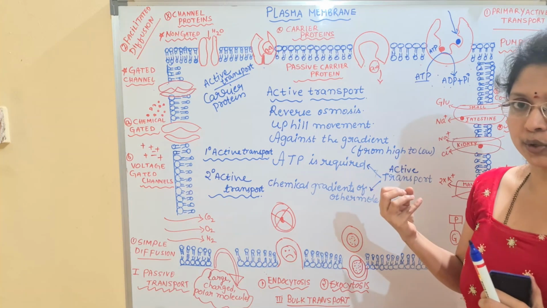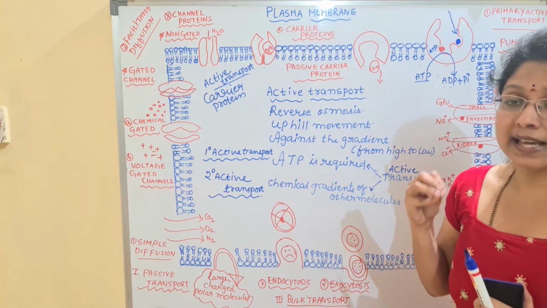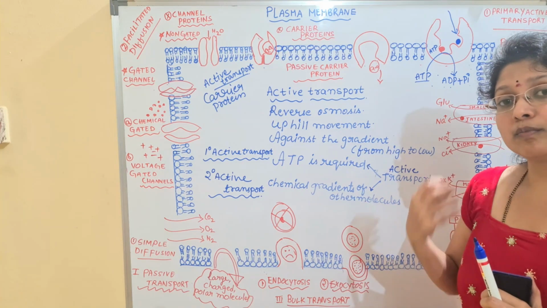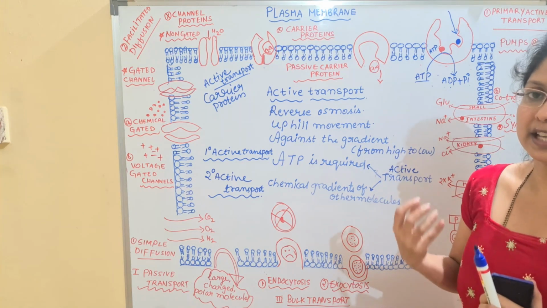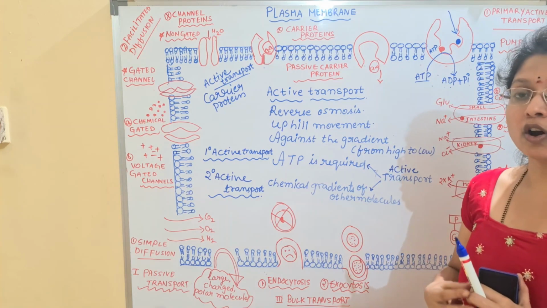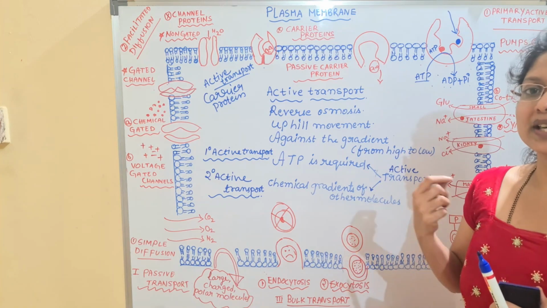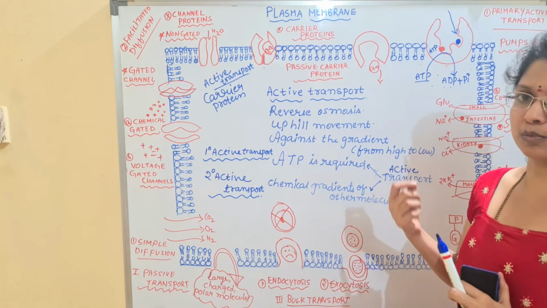the ATP molecule. Here I am discussing only one substrate. For these carrier proteins, we can have more than one substrate. In the case of active transport, at a time we can see the movement of more than one substrate. So this is also a key feature of the active transport system.